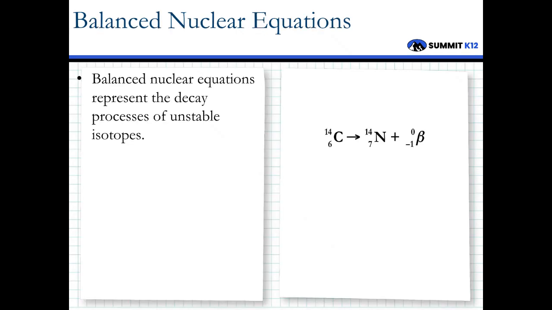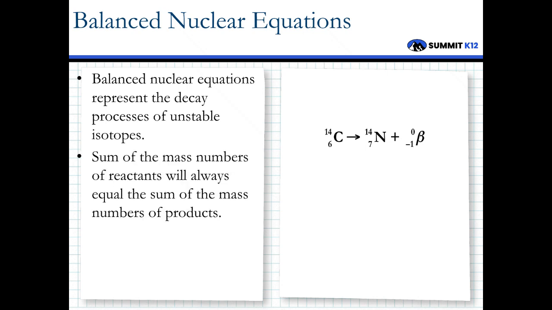So, we balance nuclear equations, and these represent the decay process of an unstable isotope. The sum of the mass numbers of the reactants will always equal the sum of the mass numbers of the products. So I know some of you have guided notes, and there's a little equal sign. Mass number of the reactants equals mass number of the products.